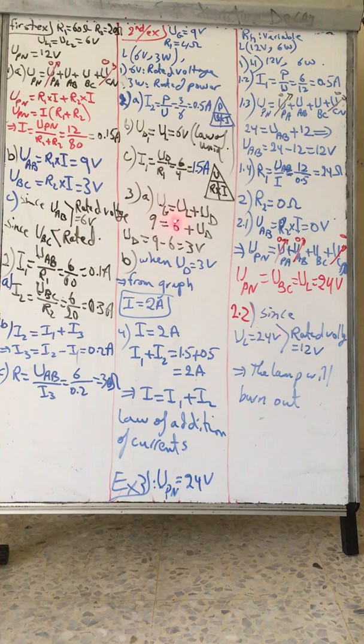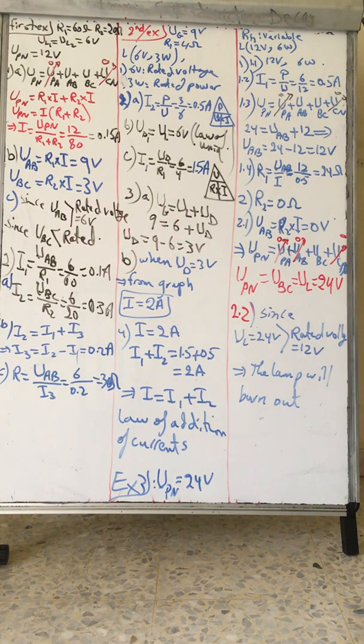We can write U generator equals UL plus UD. I told you in class, if you remember, if there are components in parallel we use only one of them, because in parallel the voltage is the same. That is, replace: 9 equals 6 plus UD. We find UD equals 9 minus 6 equals 3 volts.